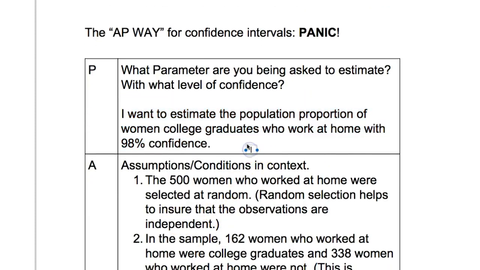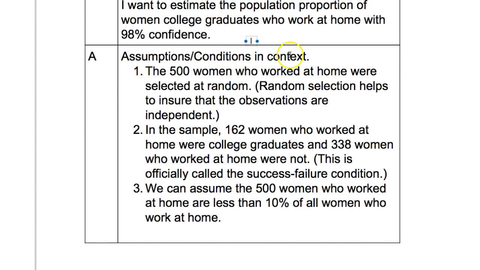The A in PANIC stands for assumptions and conditions in context. So we've been checking these conditions for a while now. This is not a surprise, but we need to work on our context. So the 500 women who worked at home were selected at random. It says so in the problem. And just remember that random selection helps to ensure that the observations are independent.